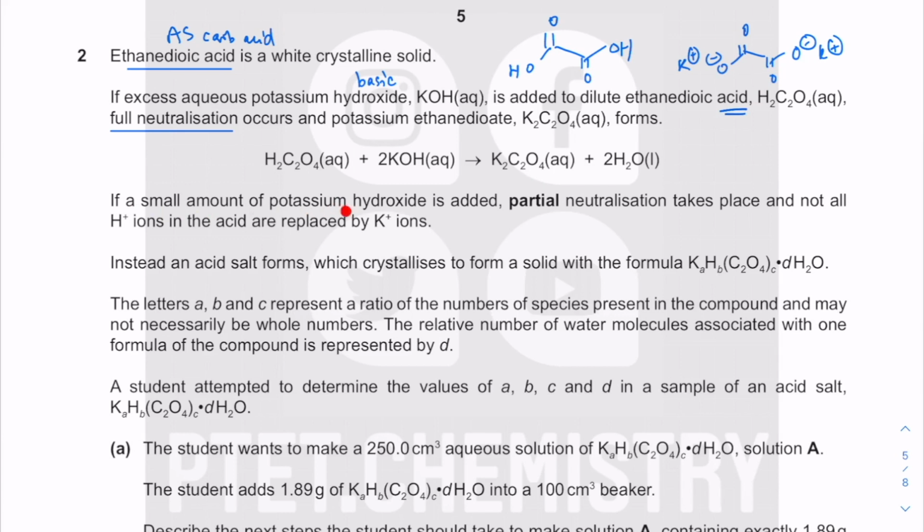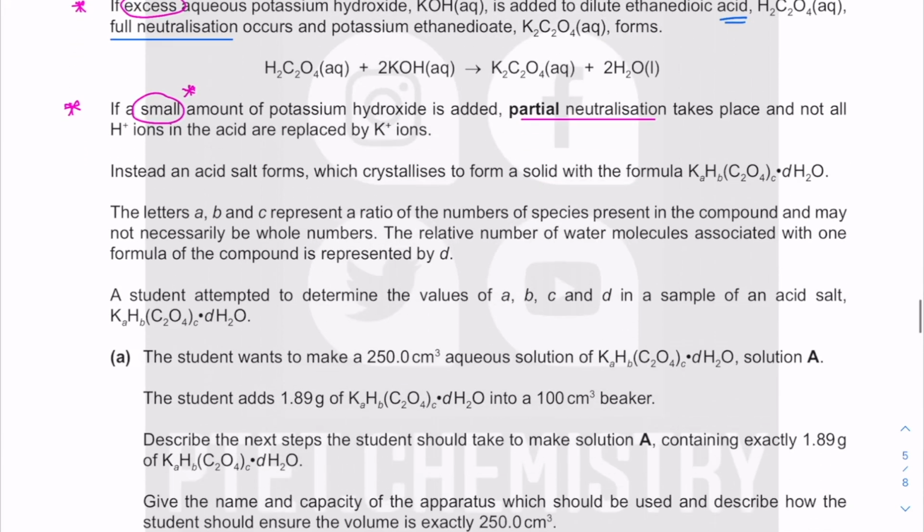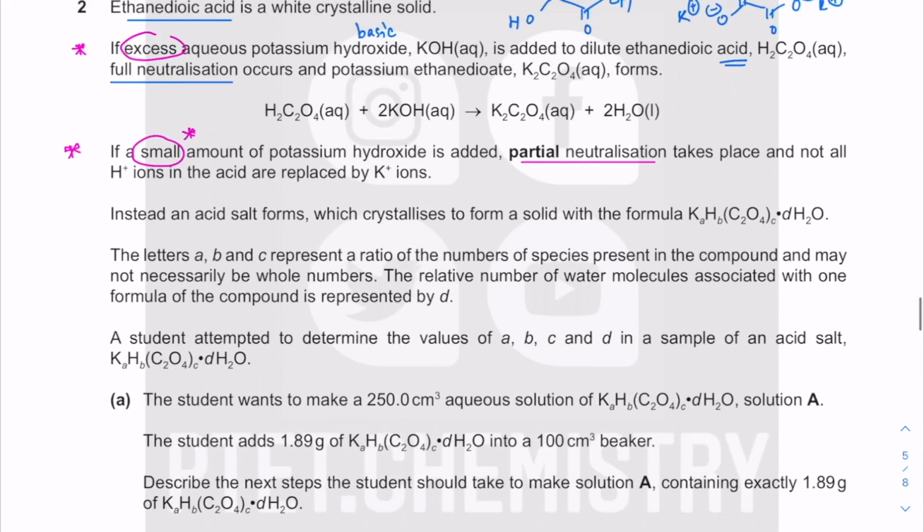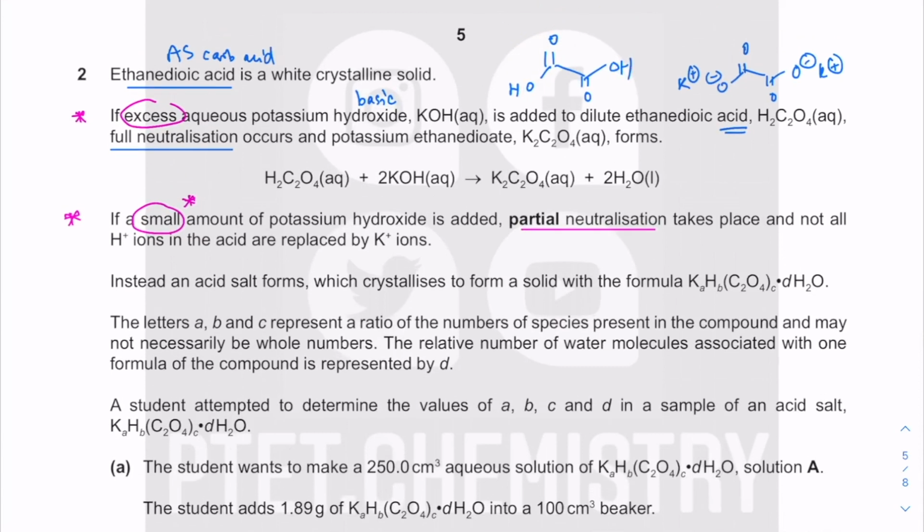If a small amount of potassium hydroxide is added, if you have excess, you see previously they mentioned this thing excess, then you will get full neutralization. However, if you use a small amount, you only get partial neutralization, and therefore not all the H plus come off, and therefore not all the H plus get replaced by K plus. Instead, you get an acid salt which crystallizes. So what they're saying is, there are 2 H plus, if not all the H plus come off, you could get partial.